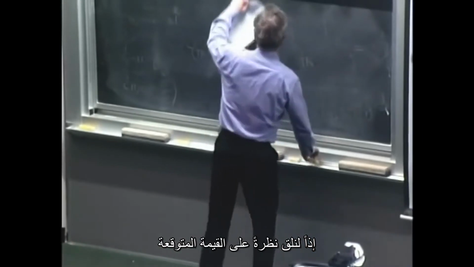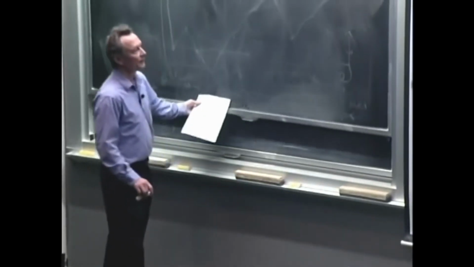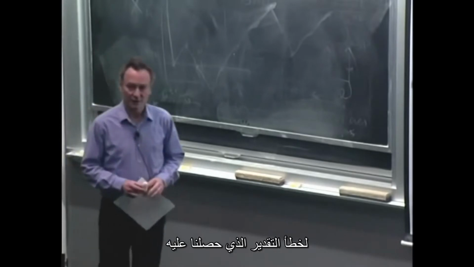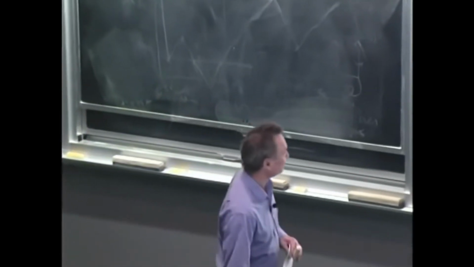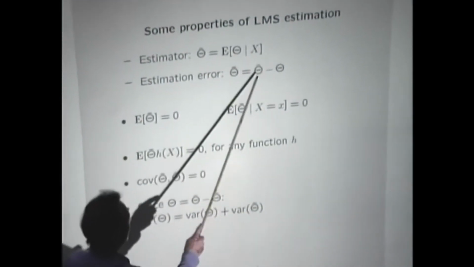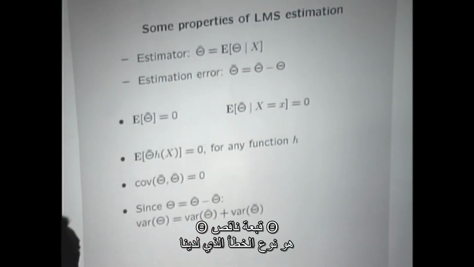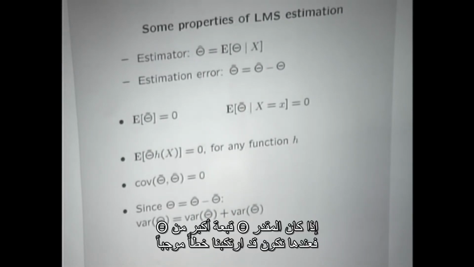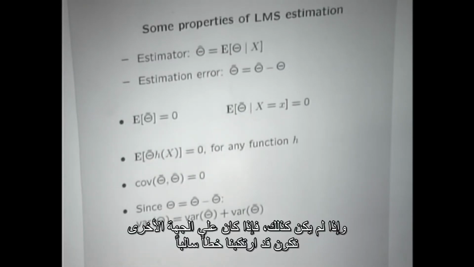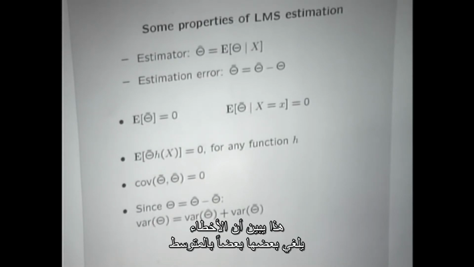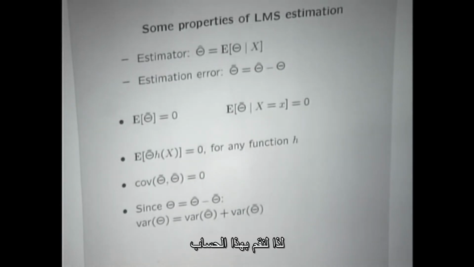So let's look at the expected value of the estimation error that we obtain. So theta hat is our estimator. It's the conditional expectation. Theta hat minus theta is the error we have. If our estimate is bigger than theta, then we have made a positive error. If not, if it's on the other side, we have made a negative error. Then it turns out that on the average, the errors cancel each other out. So let's do this calculation.